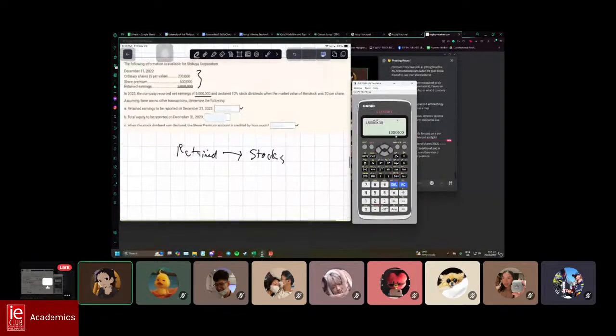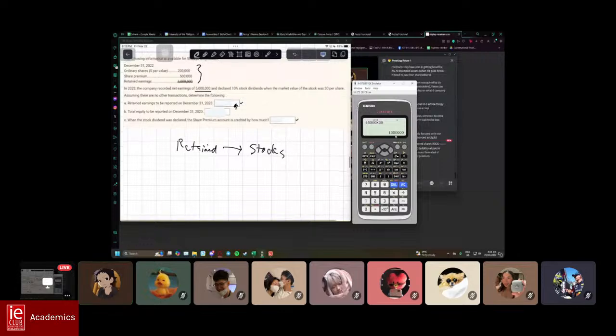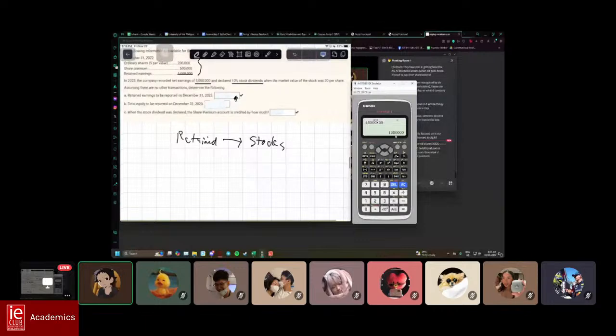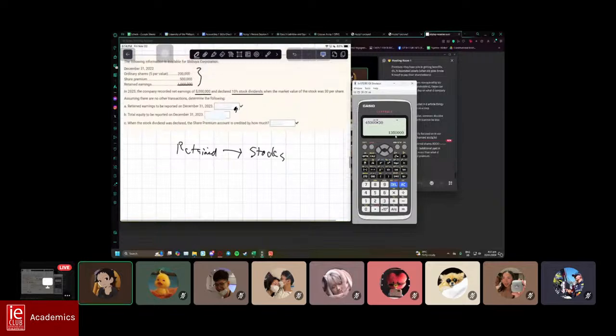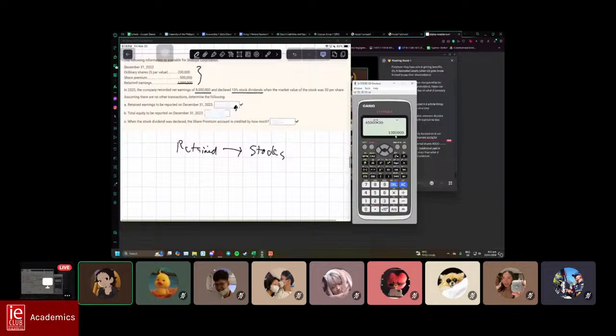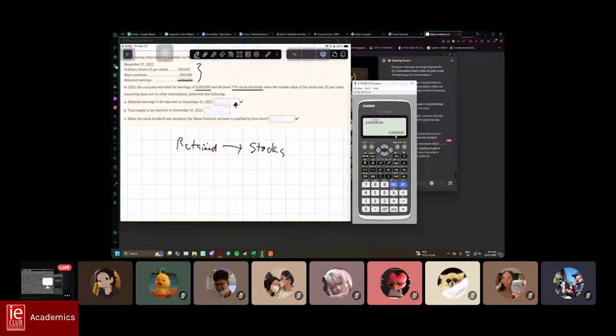Okay, so we know the answer here is not going to be the full 6 million. So we need to find out first this 10% stock dividends. What does it mean when they say 10% stock dividends? 10% stock dividends just means if you have a certain amount of stocks, you get 10% of those stocks more. So it's really literal, the amount of stocks, not the amount that you paid, I believe.